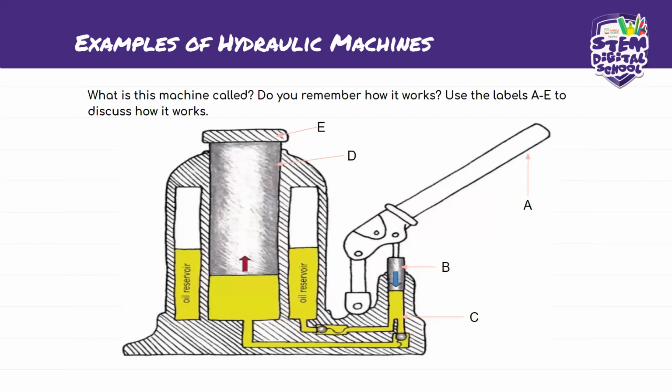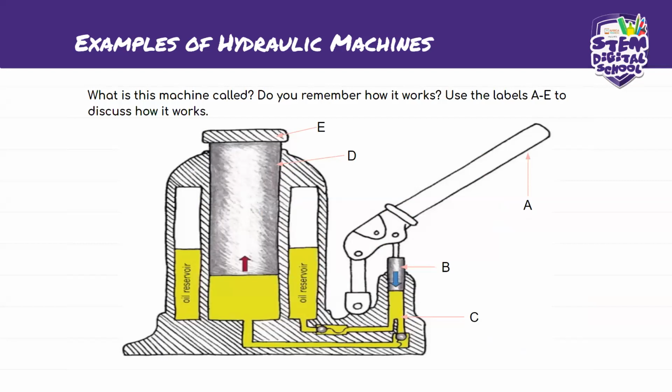Ma'am, a jack. It is a car jack. It is used to do what? To lift what? The car. Cars. Yes, when you are changing the tires and everything.